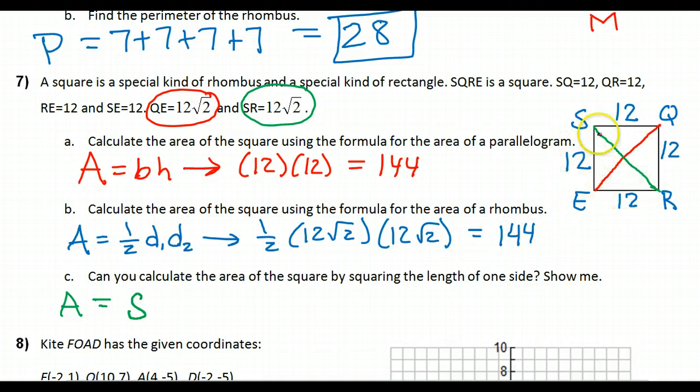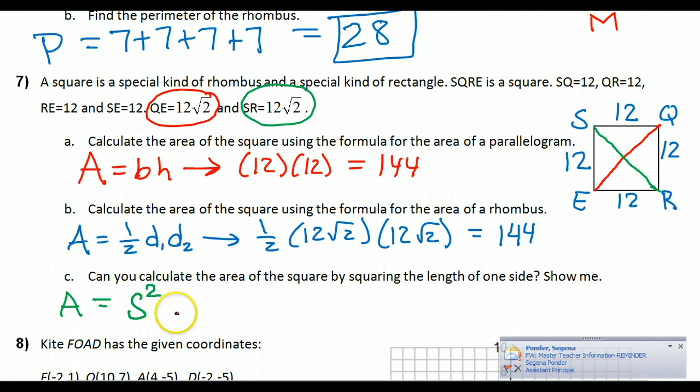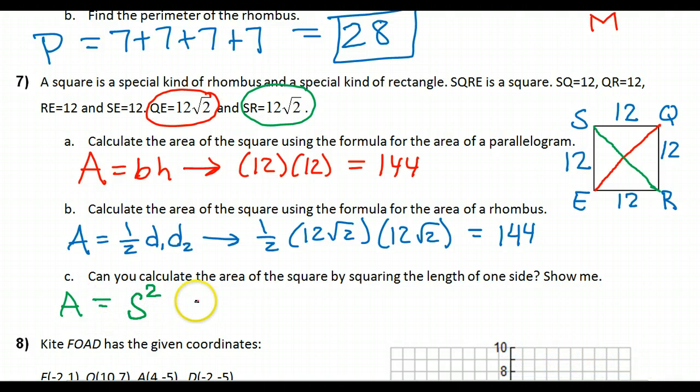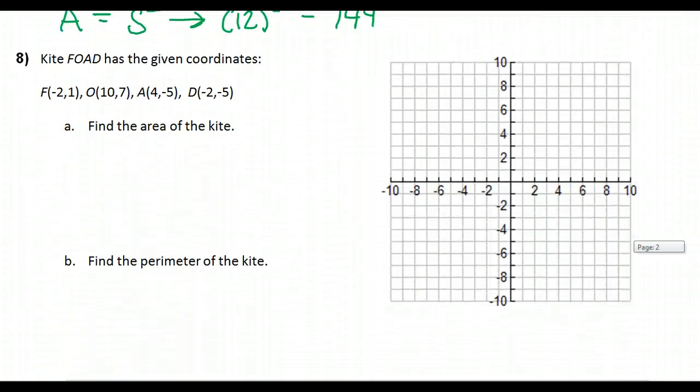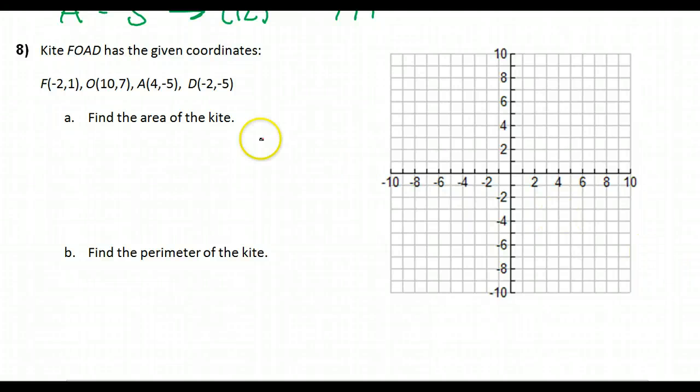So whatever is the length of a side of a square, we'll wind up doing side times side. Base times height is just side times side, or side squared. This would be a little formula for the area of a square. So that would just give us 12 squared, which again is 144. Okay, so that's 3 different ways we could think about calculating the area of a square. Okay. All right, last problem.